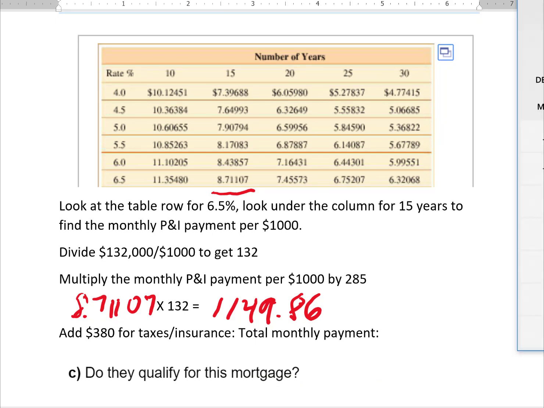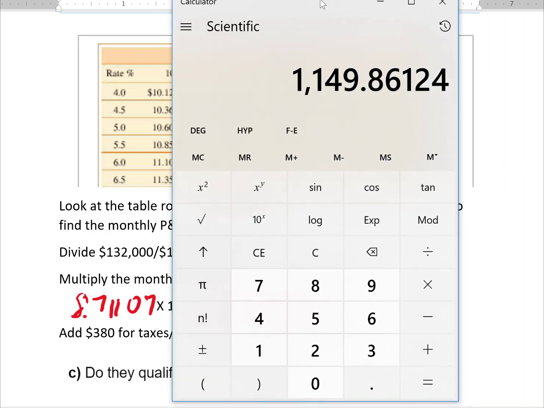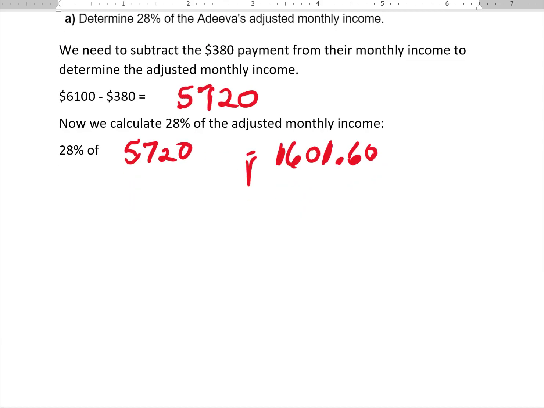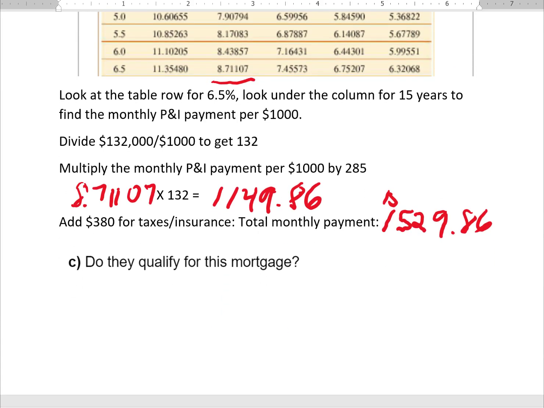I'm going to take that monthly payment and add $380. And I get $1,529.86. So their total payment is $1,529.86. So the question is, do they qualify? So if we go back up here, we know that 28% of their adjusted income was $1,601.60, and this is below it, so yes, they do qualify.